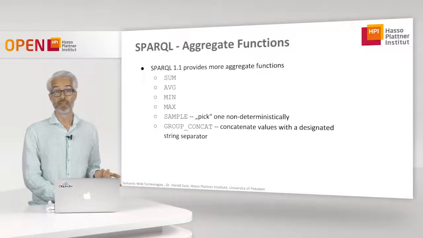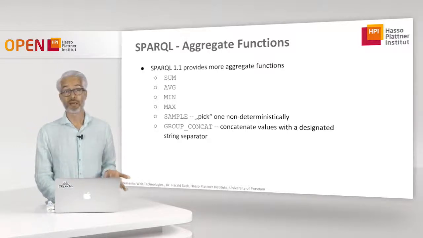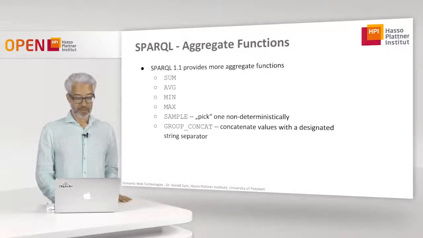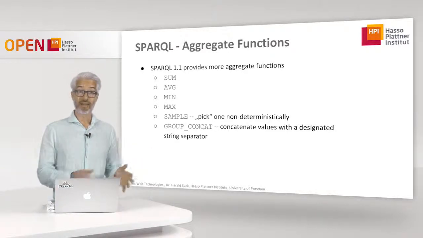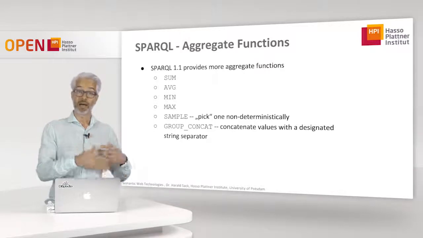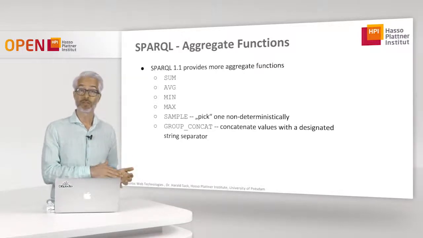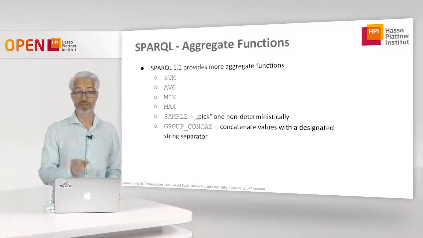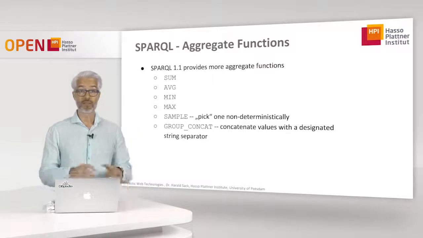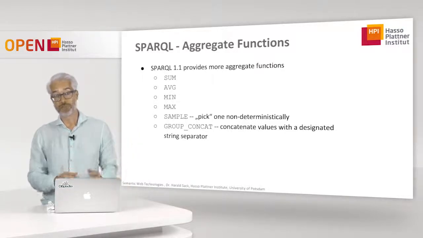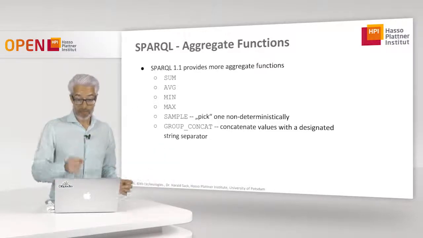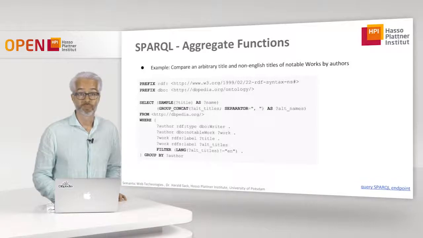Another possibility would be to say, I simply pick one by random. Then you use the sample directive. Another interesting directive is the group concat directive, where you can gather all possible results that are in the group of that variable, and you can concatenate them according to some predefined pattern. So you define a specific string separator, and then you can concatenate all the various occurrences of another variable for a group aggregation. So let's have a look at an example for that one.